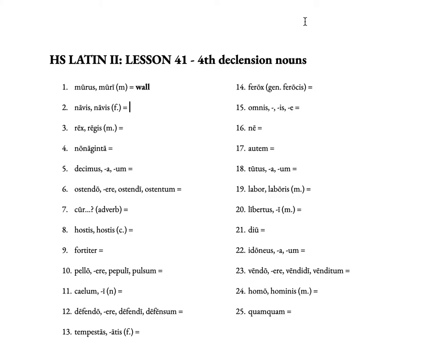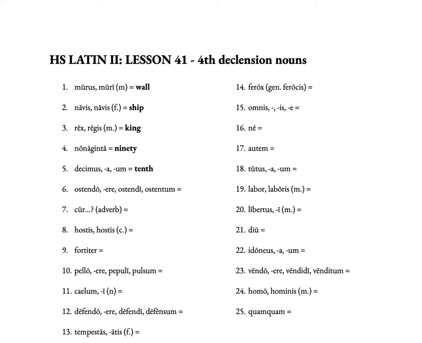Okay, so I'll start by just taking you through the vocabulary review at the beginning of this booklet. So a murus, muri, first one, is a wall. Then a navis is a ship. A rex regis is a king. Nonaginta is the number 90. Decimus means tenth.